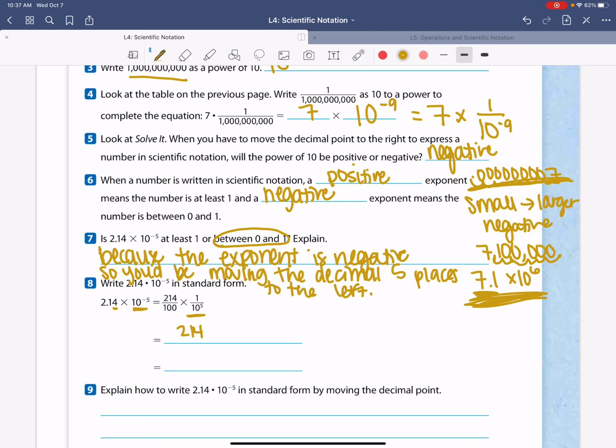We have 214 over 100 times 10 to the 5th power, which is 1, 2, 3, 4, yeah, 5 of those zeros. Okay, and then we'll have 214 over 1, 2, 3, 4, 5, and then 2 more zeros. It's a really small number.